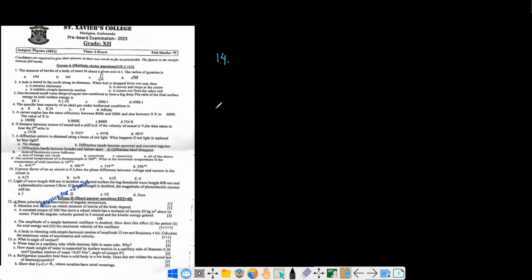Now another, you have to show that Cp minus Cv equals R. You know well, Cp is related to constant pressure and Cv is related to constant volume. Let me give you a brief idea. Like this container, its volume is not increasing. This is Cv, constant volume. If its volume is not increasing, then work done equals 0.